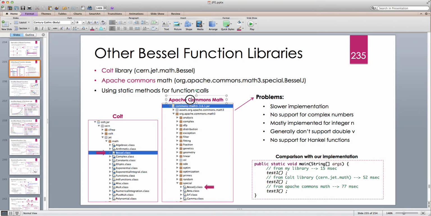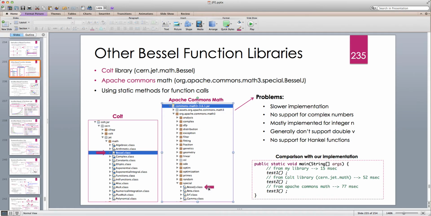I don't know why, but these don't have implementations for complex numbers. And the next one I'm sure you're familiar with is Apache Commons Math. And I believe it's version 3.6.1 that I'm using. So in the Commons Math, if you go to org.apache.commons.math3 in the special package, so they also have a package called special, and there's a BesselJ.